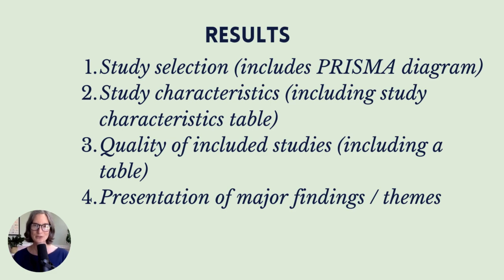So your results, just a reminder really, your results are made up of 4 subheadings. So your study selection, which includes your Prisma diagram. You've got your study characteristics, which include your study characteristics table, sometimes also called your data extraction table. Then you've got your quality of included studies, which will be this narrative write-up that I'm showing you now, as well as a table. And then you're going to have your presentation of your major findings and your themes.